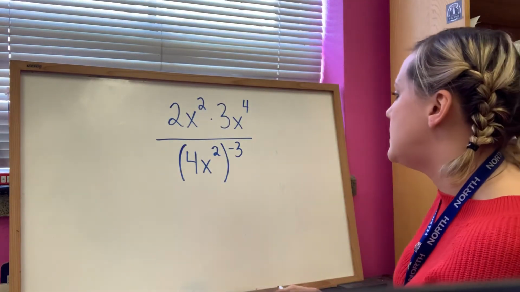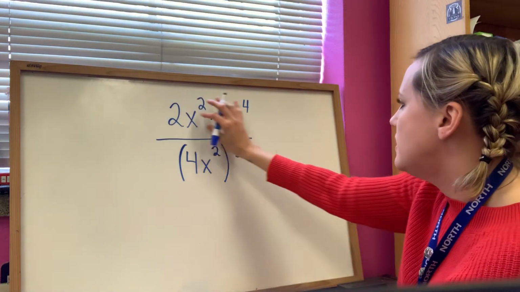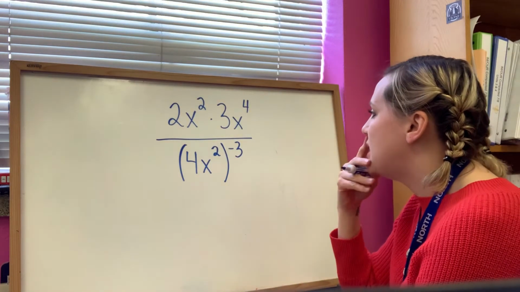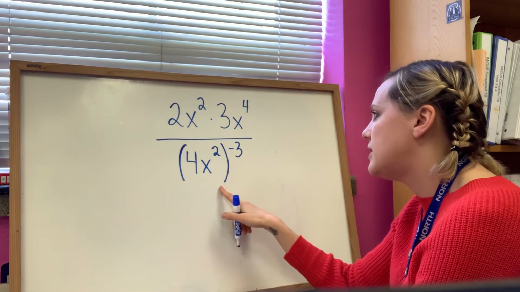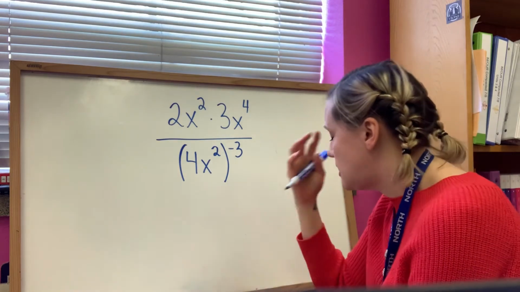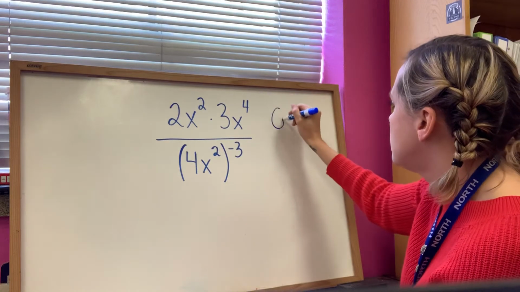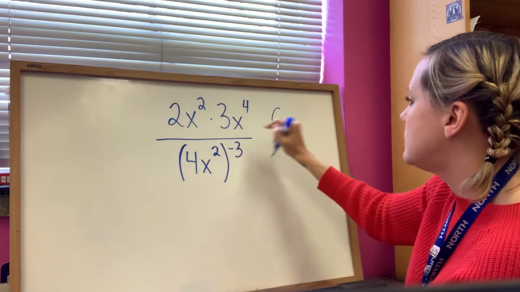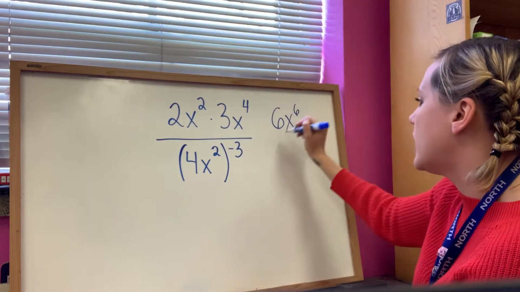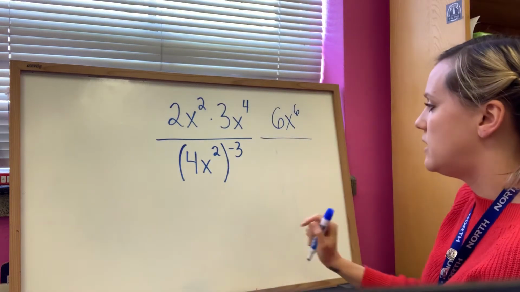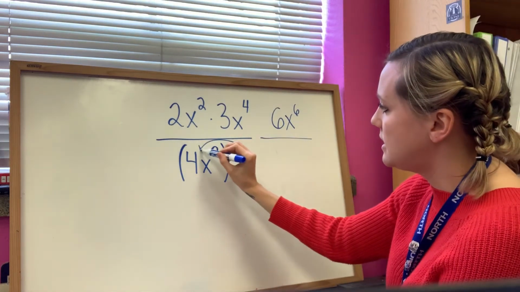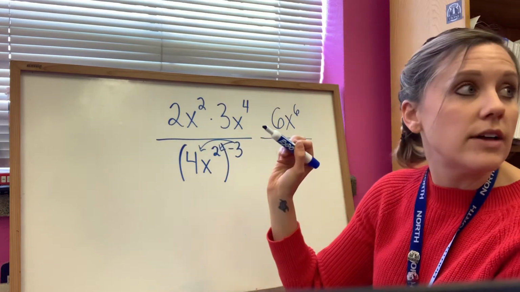Okay, so let's see. Since we have this product rule going on up here, I'm going to do that first, and then I'm going to look at this down here. And there's a couple ways to do this. I'm just thinking of how I would solve this. So 2 times 3 is 6. And I have 2 x's here and 4 x's here, which would give me a total of 6. Okay, now I'm going to simplify what's here in the denominator by distributing this negative 3 to all the terms inside of there.